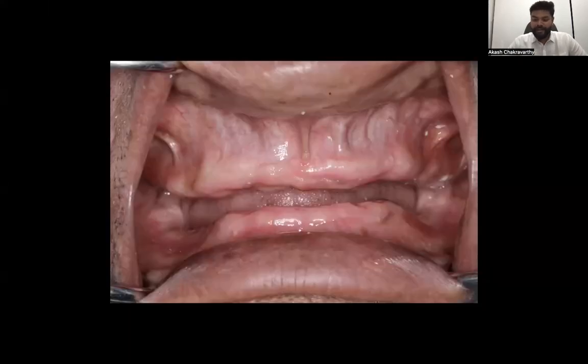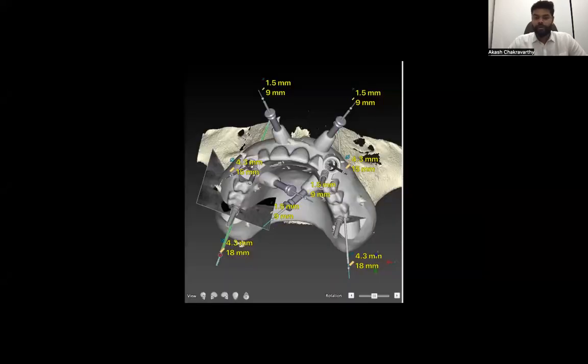Okay, so this is another case where we did a guided all on 4. So a guided all on 4 is always better than normal all on 4 because you get to plan every single detail of the outcome of the case.